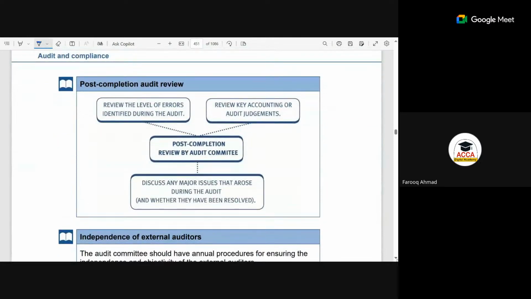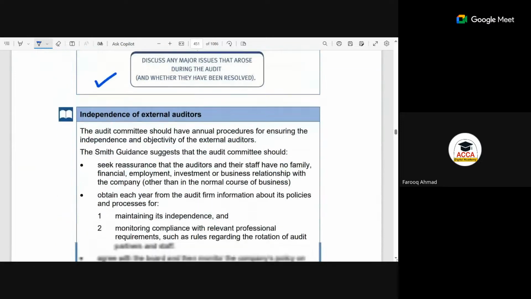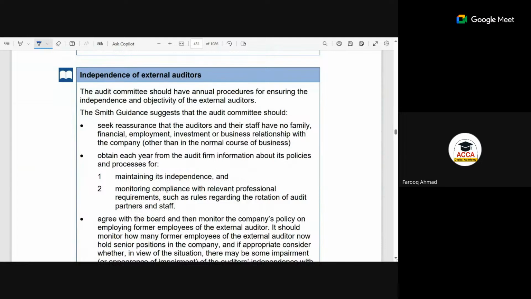Post-completion audit review, where the committee discusses any major issues, reviews key accounting or audit judgments, and reviews the level of errors identified during the audit. Independence of external auditor. This is the same thing.